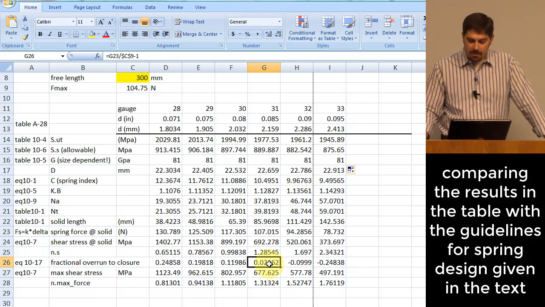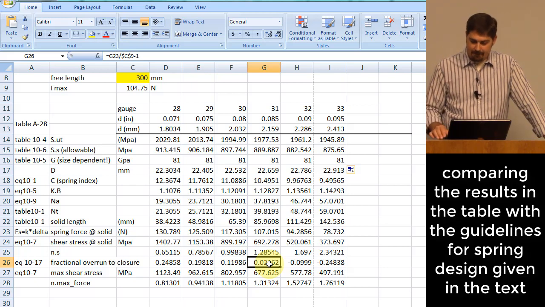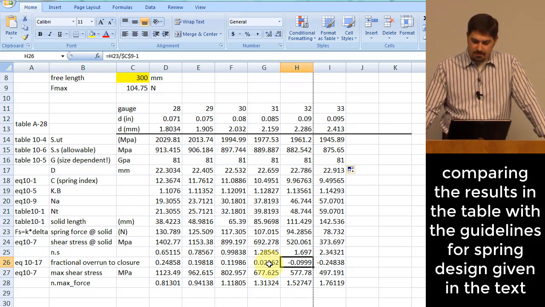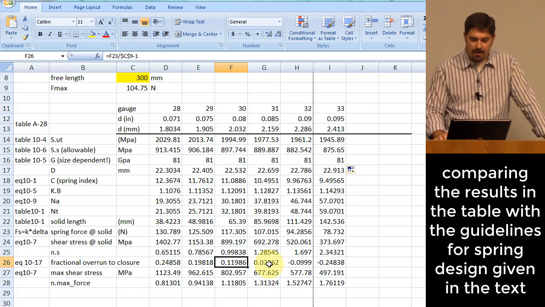Okay. Well, what do you think we can do about that? Can we go any larger? We can't go larger. We can't go smaller because why? Factor of safety is less than 1.